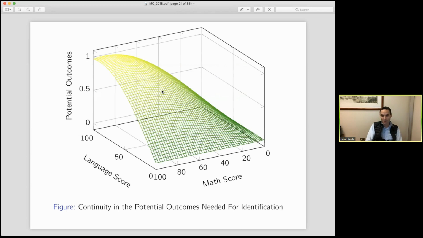So the only thing that changes now is that we have two scores, and we now have a treated region instead of just being above a treated cutoff. And the idea behind identification, that is the potential outcomes, the idea of continuity, has to now hold over a plane instead of just a single line.